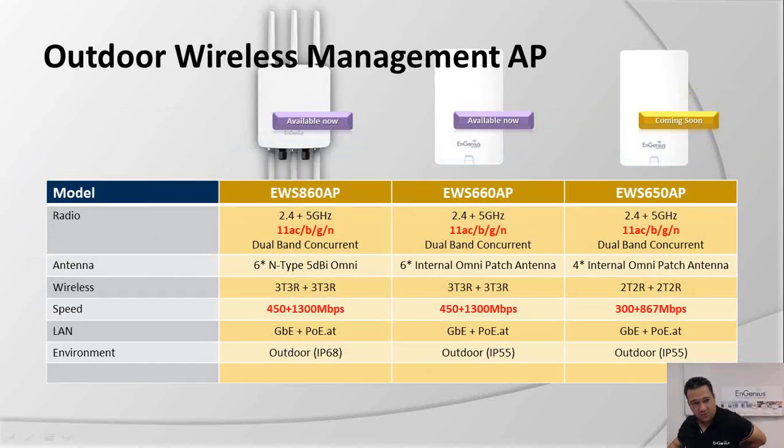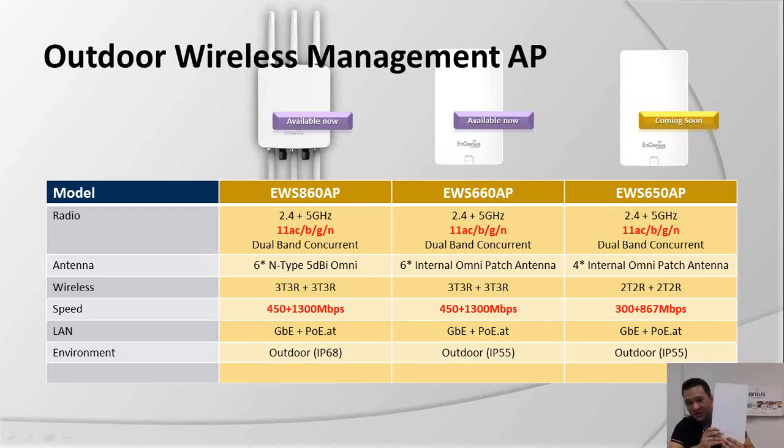Then the outdoor wireless management access points. Also in this category, we have a new access point. We see there is a demand for an even cheaper outdoor solution. So we will very soon have the EWS 650, which is an outdoor solution based on 2T2R radio streams. It looks exactly the same as the 660, but there is a difference between the 3T3R and the 2T2R radio streams. This product is going to be available very soon, I think next month.